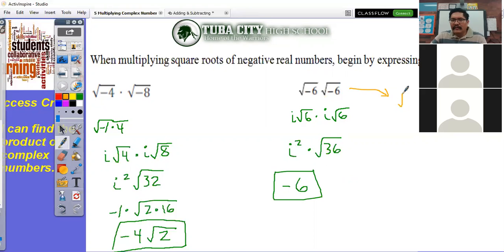What if we were to put them as negative 6 times negative 6? What if we were to multiply them first? Now this doesn't quite work out because if you remember the order of operations, PEMDAS, it says you should take care of parentheses, which we don't have any, and then it goes to exponents.